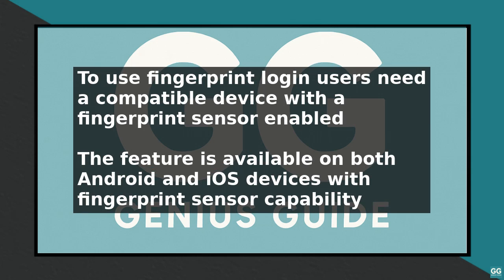First, open the Trust Wallet app and navigate to the Settings menu. Look for the Security section and select Fingerprint Login. You will be prompted to scan your fingerprint, which will be used to authenticate your identity.